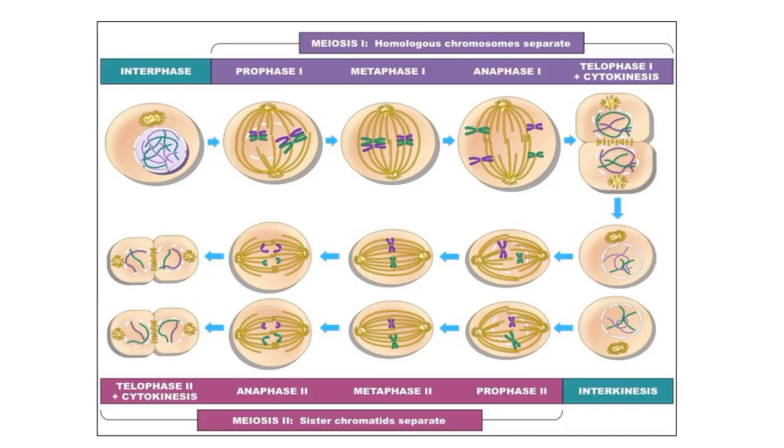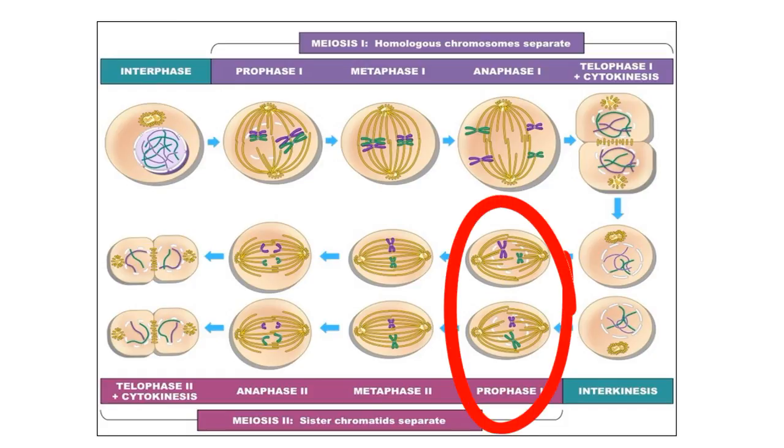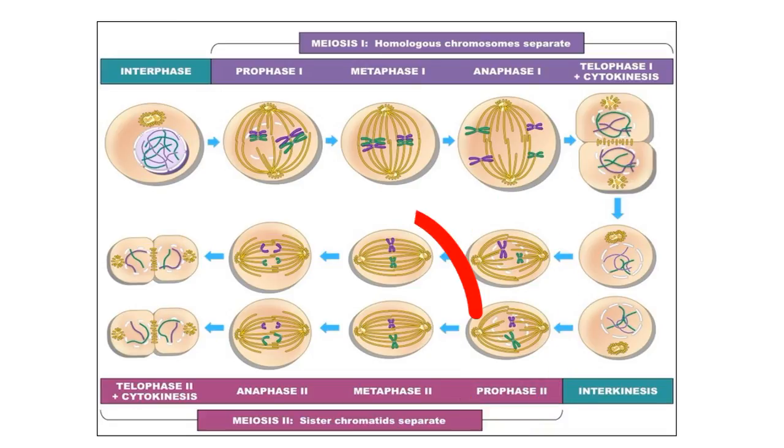Meiosis 2. This second division stage separates sister chromatids. These chromatids may not be identical due to crossing over in prophase 1. Prophase 2. This is where chromosomes condense, the nuclear membrane dissolves, and centrosomes move to opposite poles. The next stage is metaphase 2, which is where spindle fibers from opposing centrosomes attach to chromosomes at a centromere and align them along the cell equator.